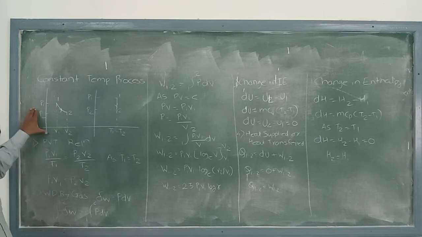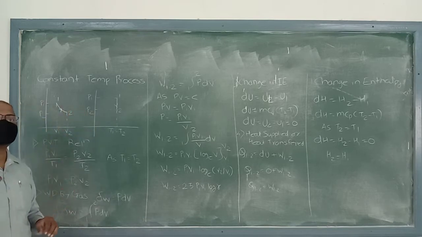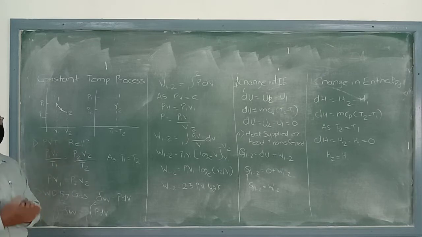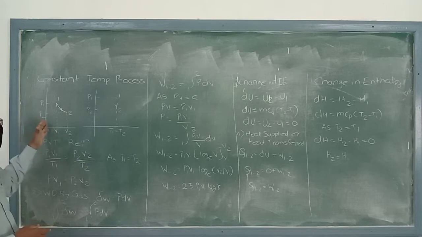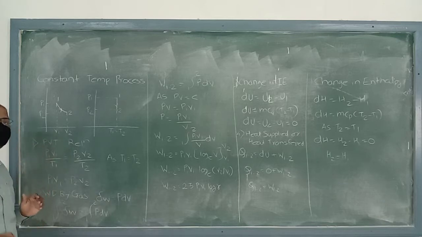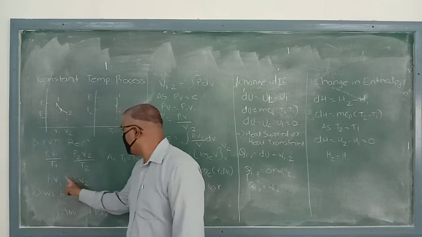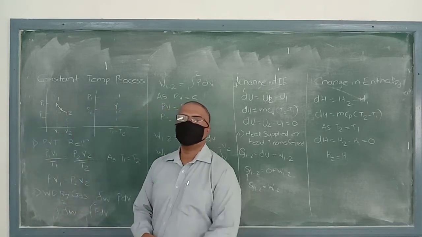So on the PV and PT plots you clearly get the idea of how the phase change occurs, or how the state will be changed. We have plotted this process on PV and PT plots. So in this PVT relation, as the temperature parameter is constant, we find that P1 V1 is equal to P2 V2, as here T1 is equal to T2.